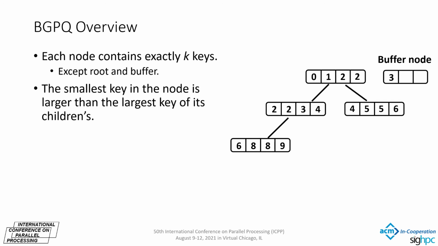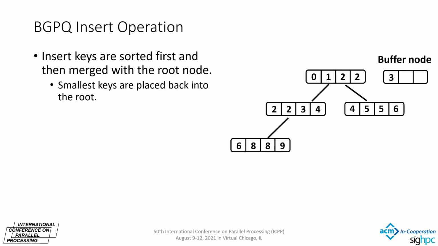As I mentioned before, BGPQ uses a heap as the underlying data structure. In this presentation, we use a min heap as an example. Each number represents the priority of the item, which is a key. Each node contains k keys, except the root and the buffer node, which are used to support inserting or deleting fewer than k keys. The buffer node is used to store the keys that need to be inserted but have not accumulated to k keys. Later I will show an example. The smallest keys in each node must be larger than the largest key of its children to maintain the heap property. So now let's first discuss the insert operation.